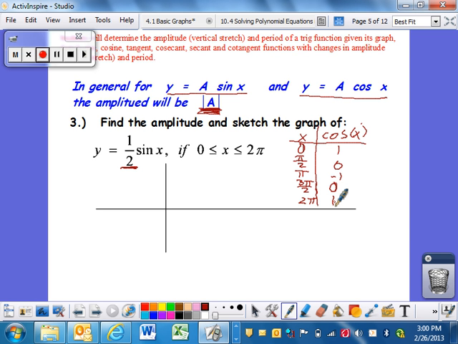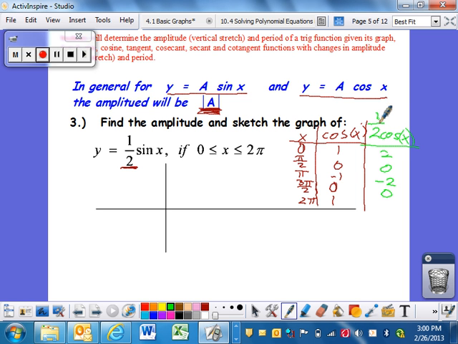So all we have to do now is take these numbers right here and multiply them. We multiply them by 2 times the whole thing. So what do we end up getting? 2 times 1 is 2. 2 times 0 is 0. 2 times negative 1 gives us our negative 2. 2 times 0 is our 0.